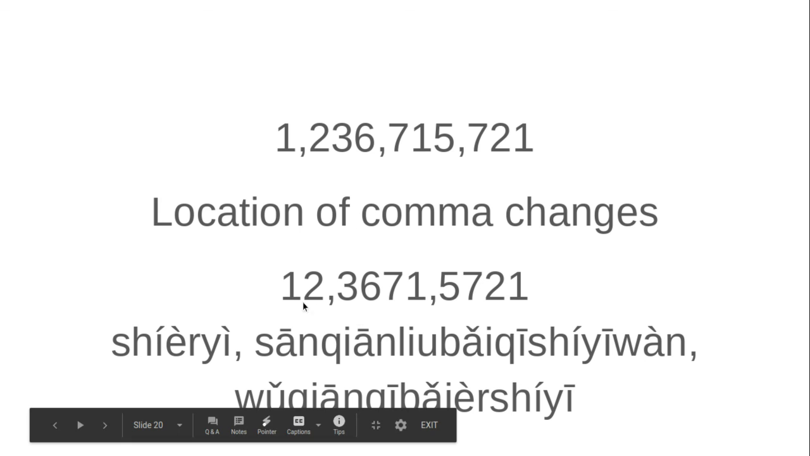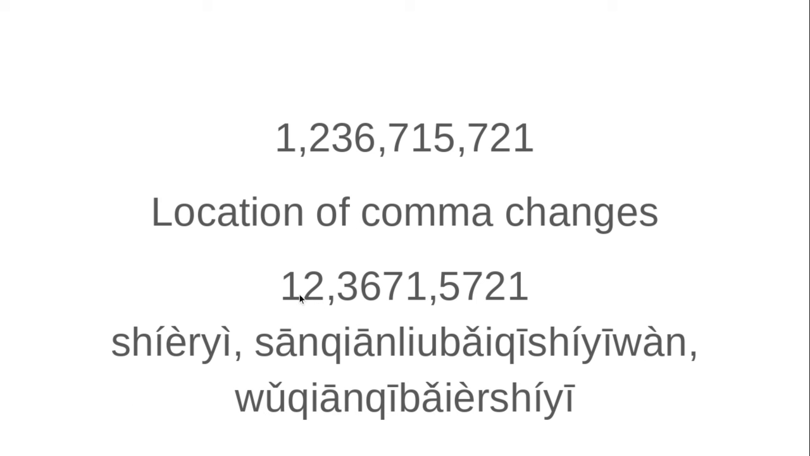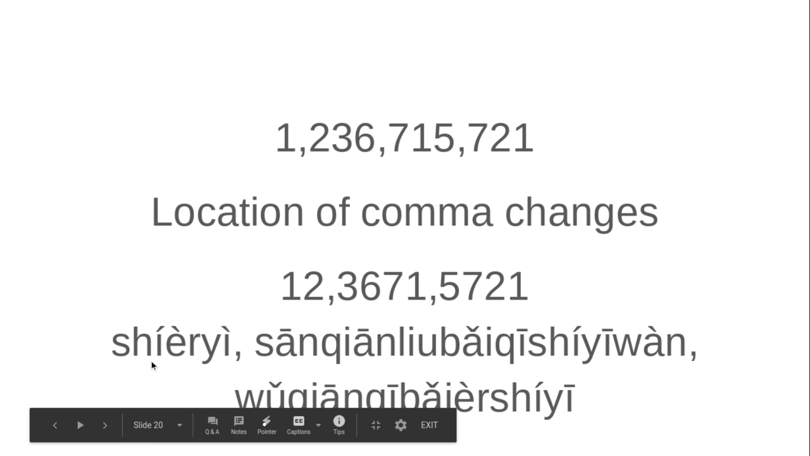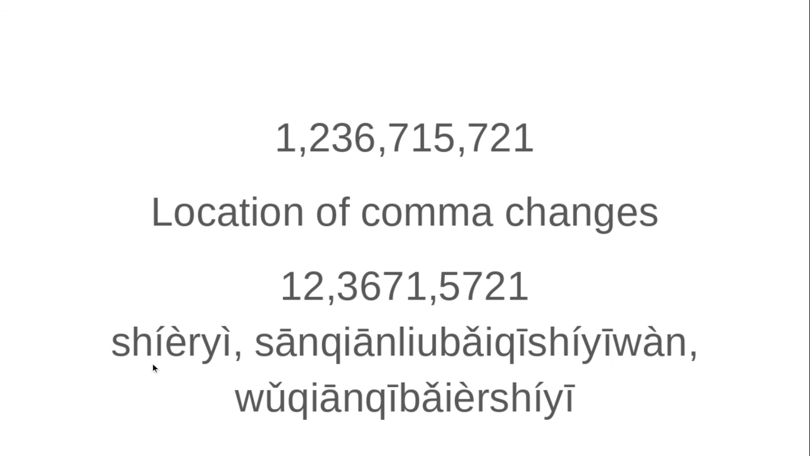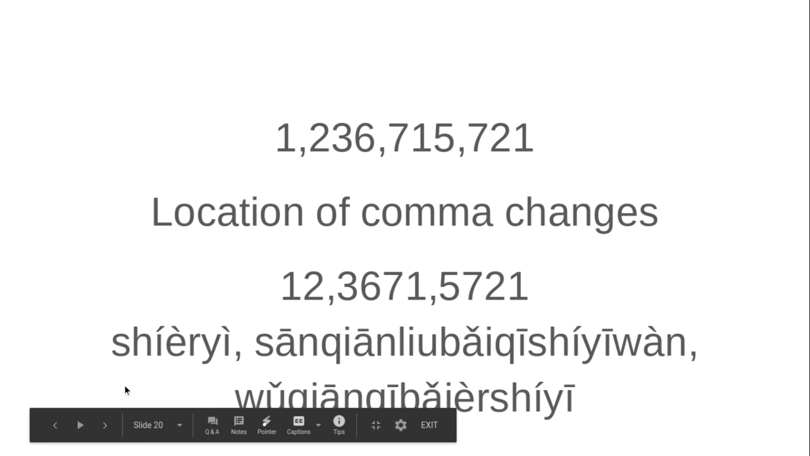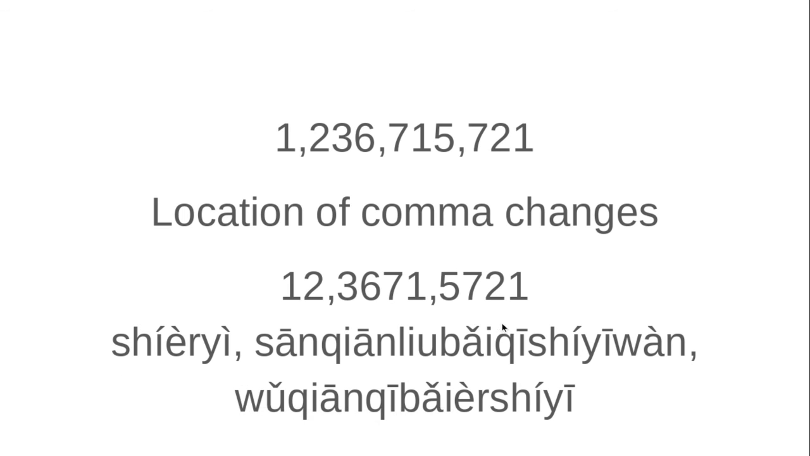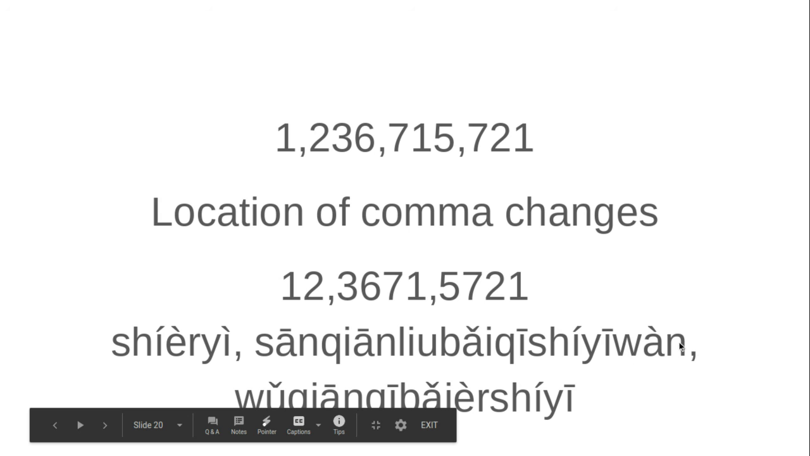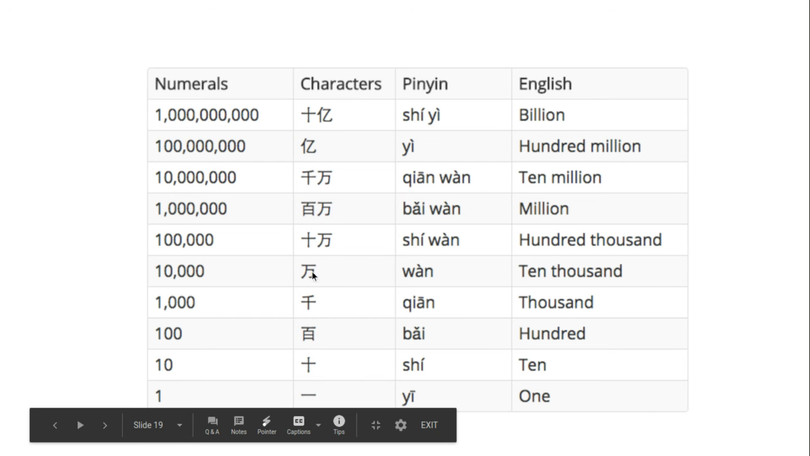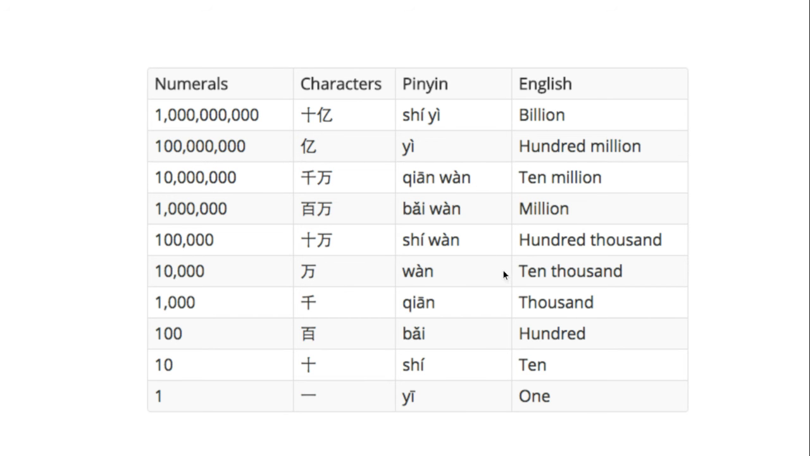So we actually have 12 hundred millions, which is 1.2 billion, isn't it? So we have shi er yi. Shi er yi is 1,200 millions. Now we're going to talk about the wan column, the 10,000s column.